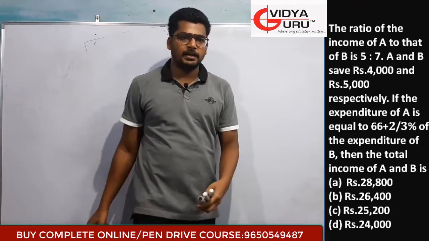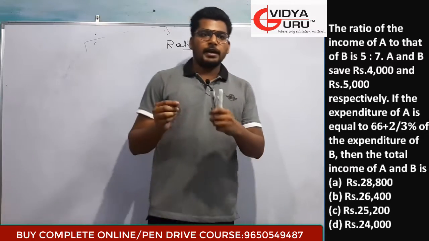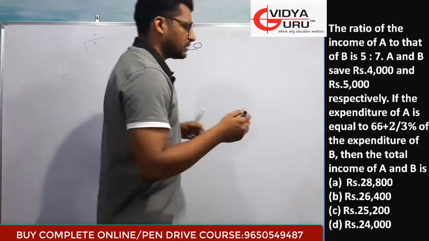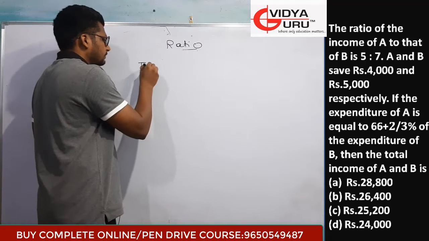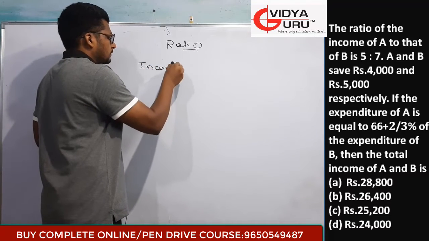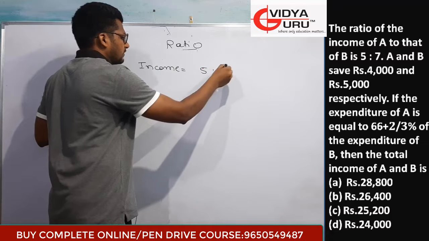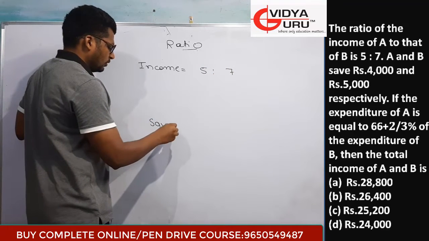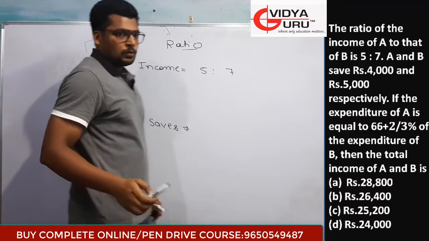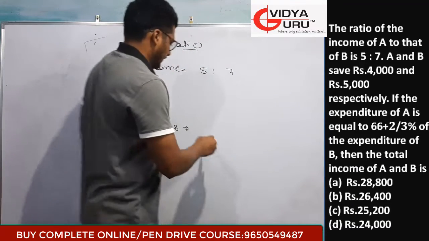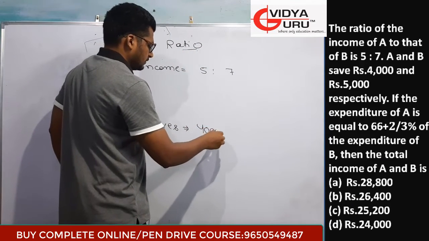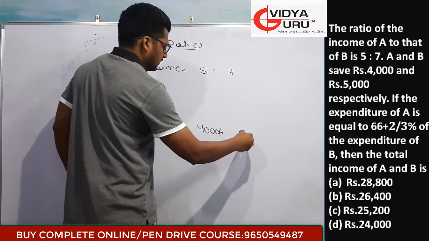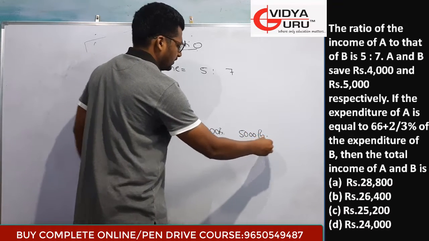What is the next question saying? The ratio of income of A to that of B is 5:7. The income ratio is given, 5:7, and both save 4,000 rupees and 5,000 rupees.